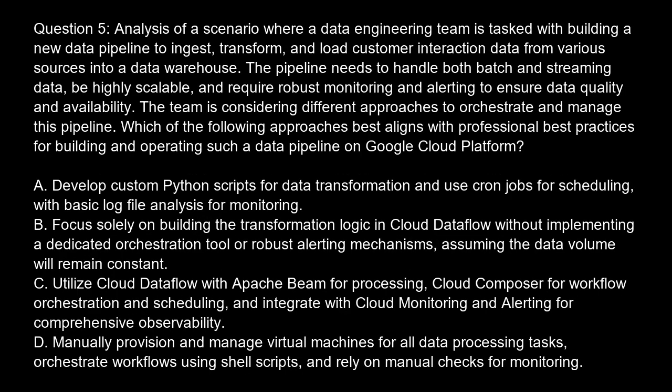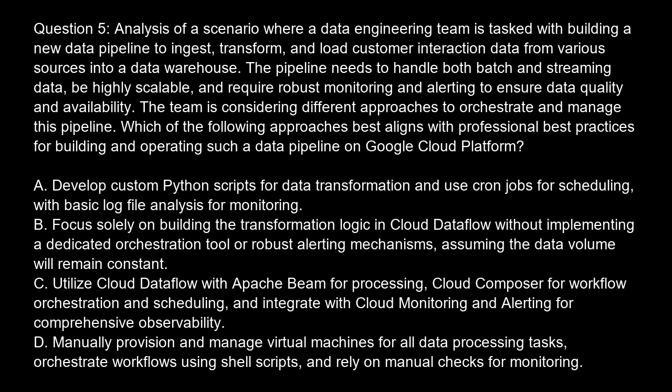Question 5. Analysis of a scenario where a data engineering team is tasked with building a new data pipeline to ingest, transform, and load customer interaction data from various sources into a data warehouse. The pipeline needs to handle both batch and streaming data, be highly scalable, and require robust monitoring and alerting to ensure data quality and availability. The team is considering different approaches to orchestrate and manage this pipeline. Which of the following approaches best aligns with professional best practices for building and operating such a data pipeline on Google Cloud Platform?